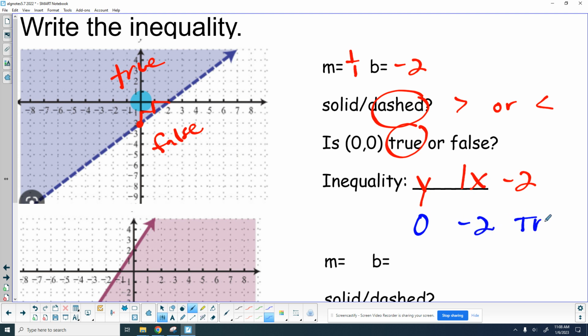So I want to make a true statement using these two numbers. Well, 0 is bigger than -2. So since it's bigger, I know that the symbol will be like this. And I also know that there's no equal to because I decided it was dashed up here. So this is my inequality for this line.